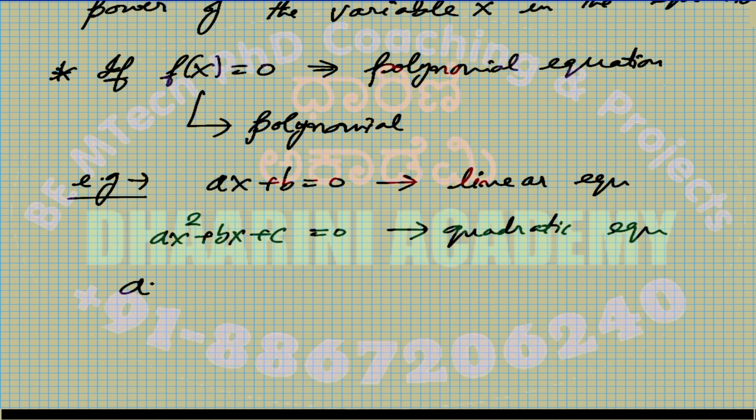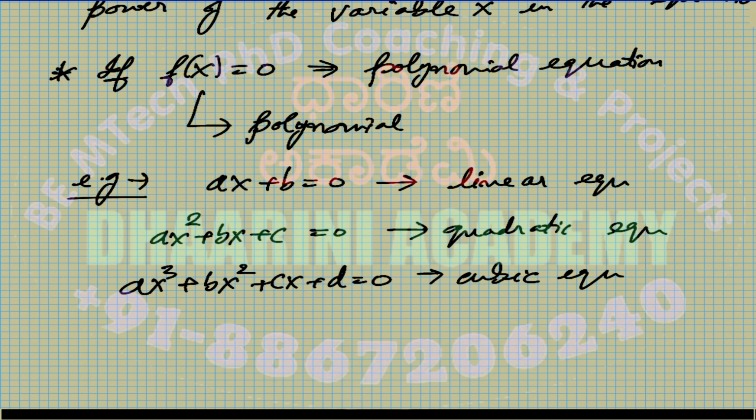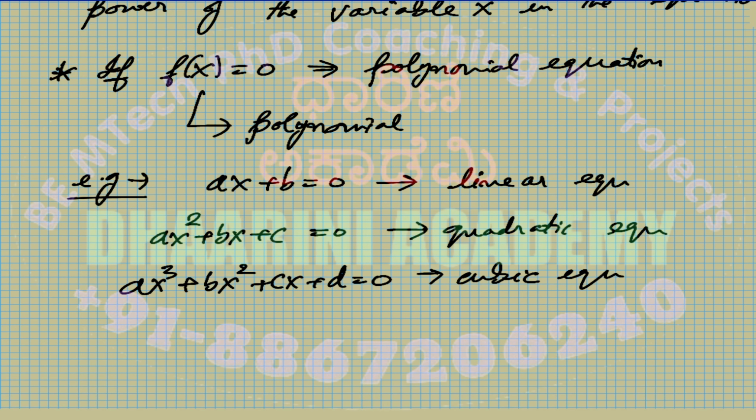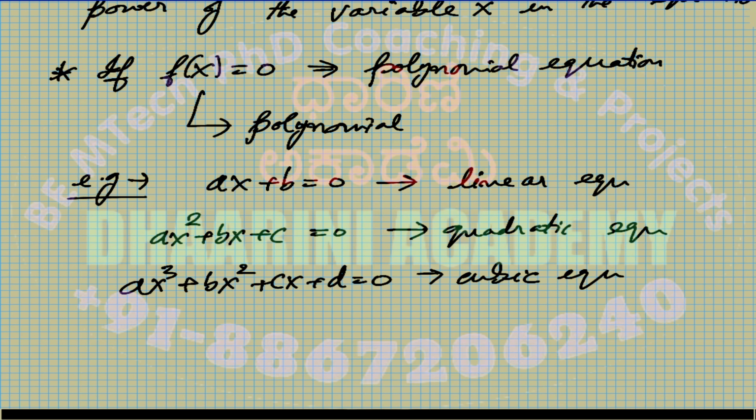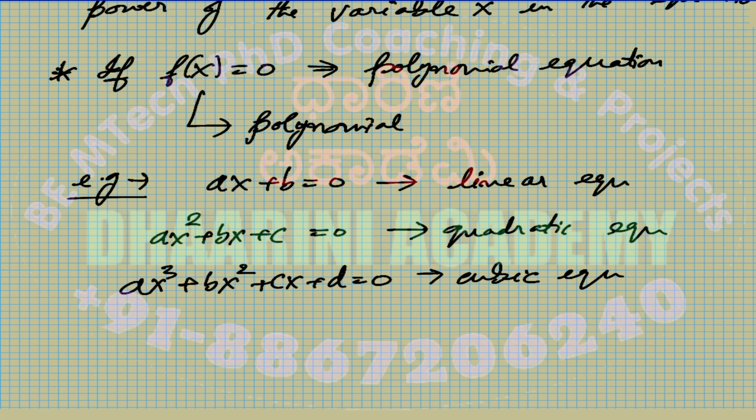Similarly, we have a third case, that is ax cubed plus bx square plus cx plus d. If you equate that to 0, this is called a cubic equation, and so on. We have a fourth degree coming up, ax power 4 plus bx cube, and so on. That we use less, but there is a name for it. It is biquadratic equation. If the highest degree is 5, we call that a pentic equation, and so on. We have many names coming up, but anyway, these three are sufficient for us.